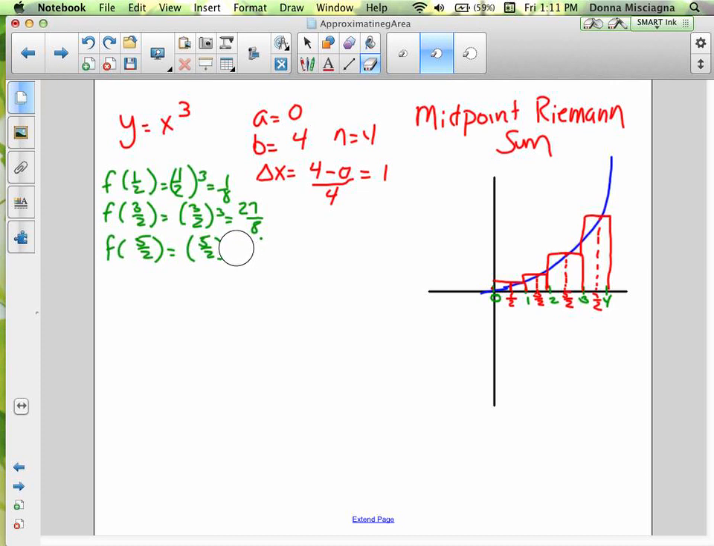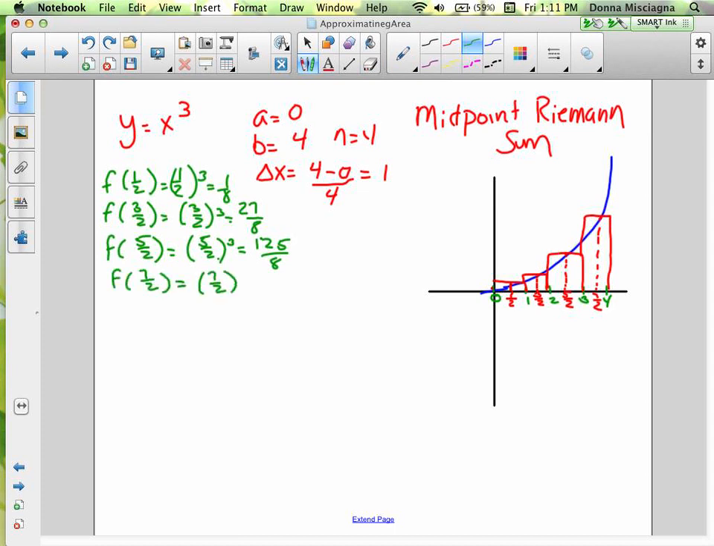I take a break to say something, and then I write in a wrong exponent. Of course, I realized it instantaneously. That would be 125/8. And f of 7 halves is 7 halves cubed, which is 343/8.